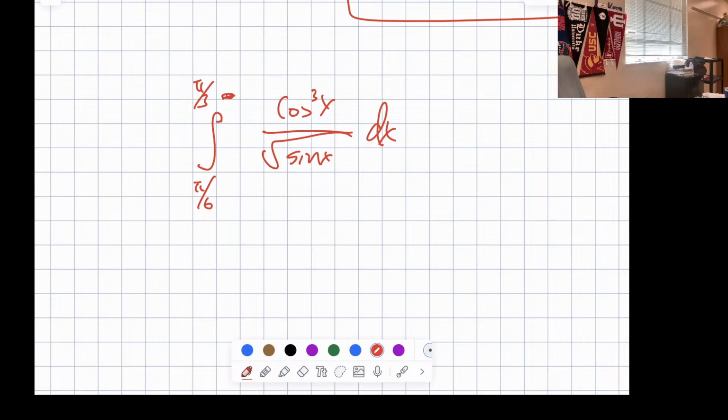When the sine or cosine is in an odd power, you should split it up into one and an even power, right? And so usually that one is going to become du.